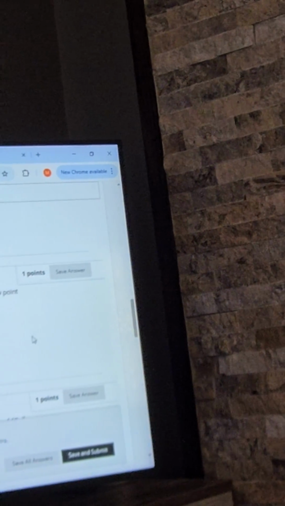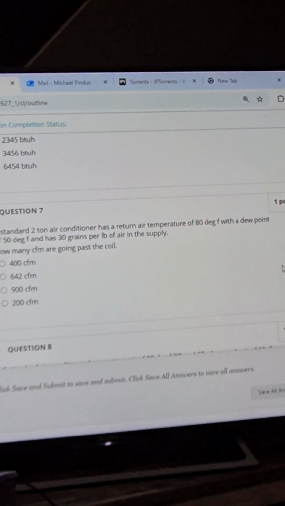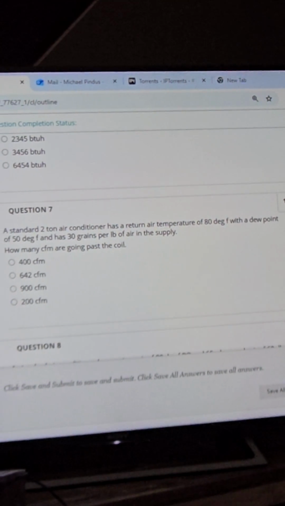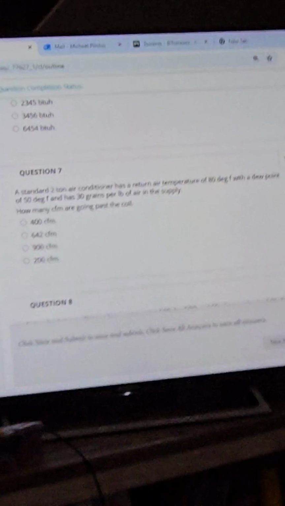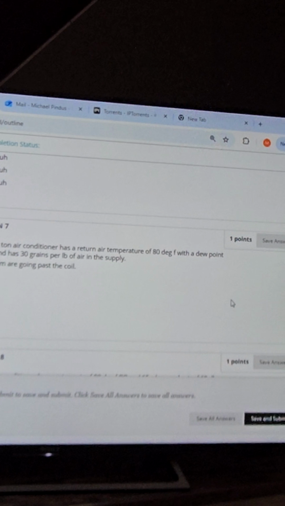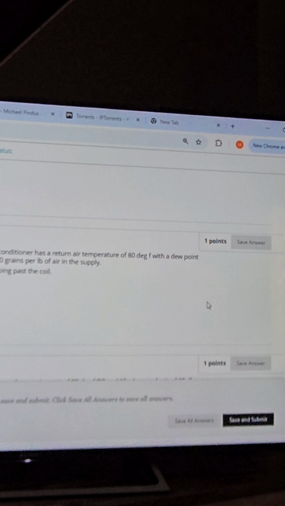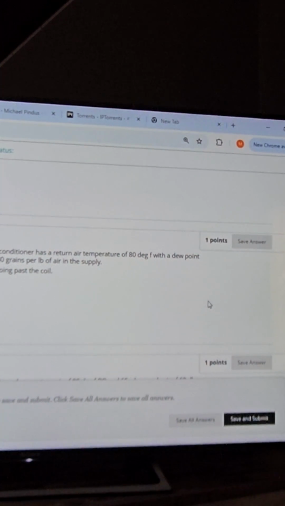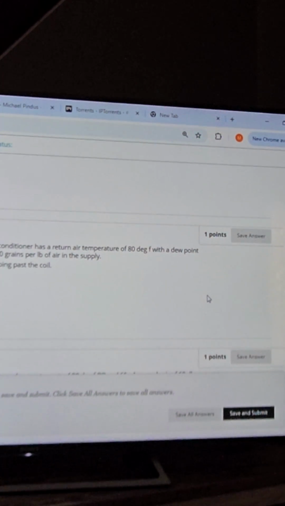A standard 2-ton air conditioner. So per ton is 400 CFM under design conditions. 2-ton would be 800 CFM. So we know that. I feel like this video is falling apart. A 2-ton air conditioner has a return air temperature of 80 degrees with a dew point of 50 degrees and has 30 grains per pound of air in supply.